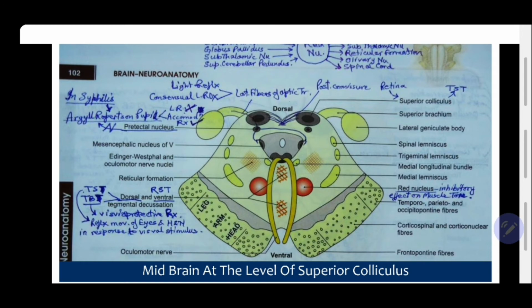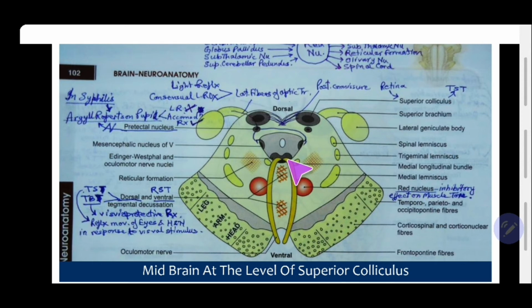Okay. Now in this diagram, most of the things I've already explained. I will teach you about the features which are peculiar to this section. So let's talk about the gray matter present here. First of all, you find the cerebral aqueduct, or the aqueduct of Sylvius, which is the cavity of the midbrain. Then there is the surrounding central gray matter that you are seeing here.